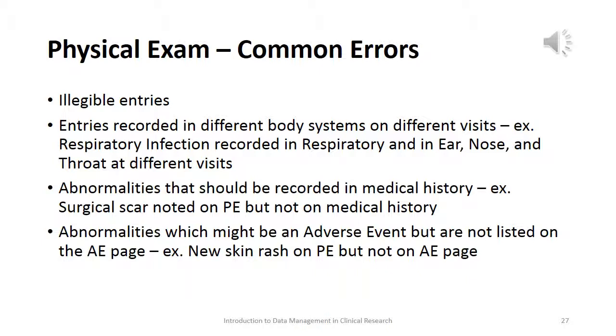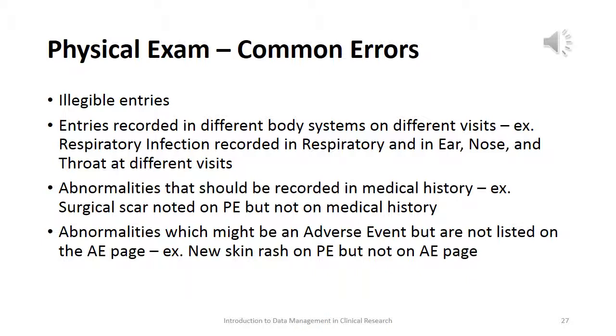So once again, some of the common errors that we have: illegible entries. That's going to be an error we might likely see. We might see entries recorded for different body systems at different visits. So maybe they have some sort of respiratory infection that's recorded in the respiratory section in one visit, but then it's recorded someplace else for subsequent visits. So these are some of the errors we might find.